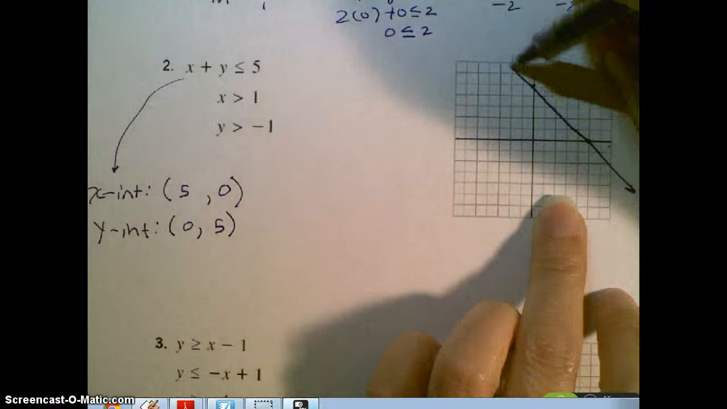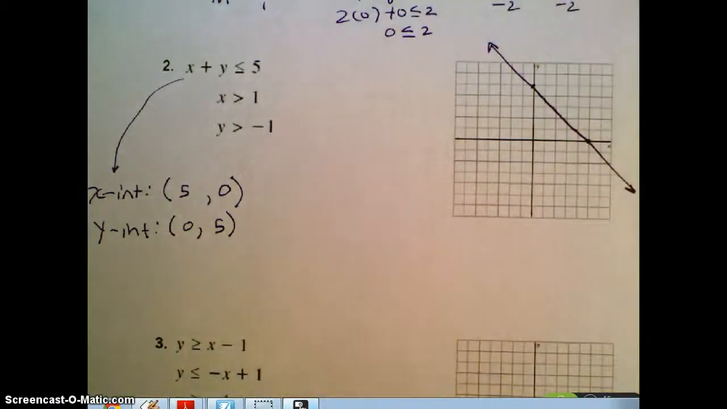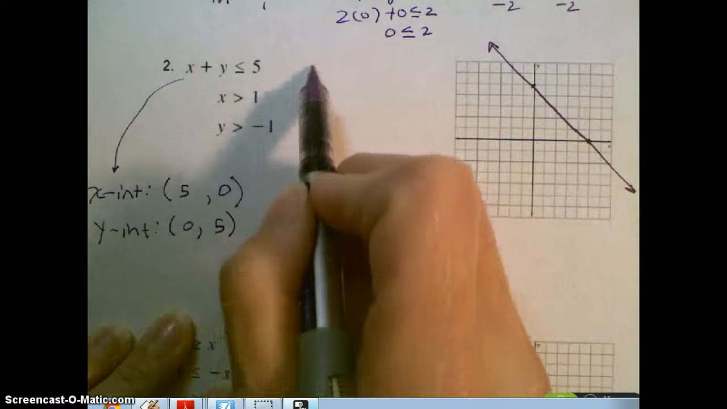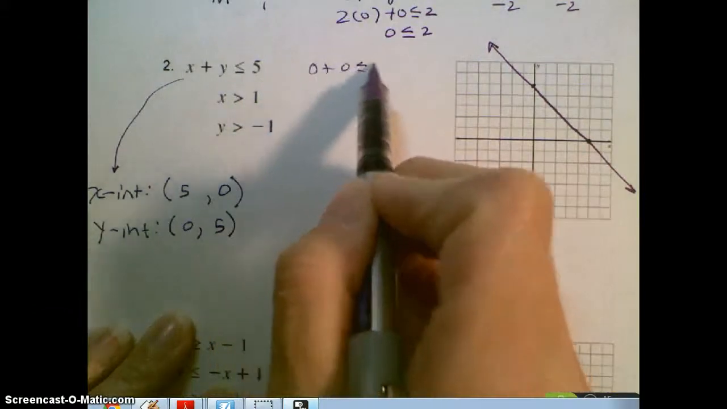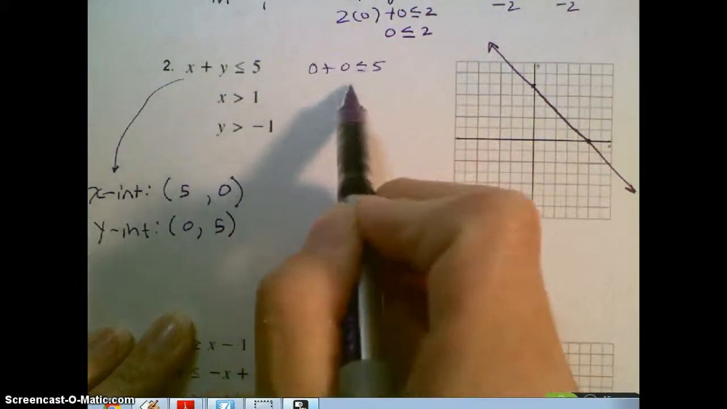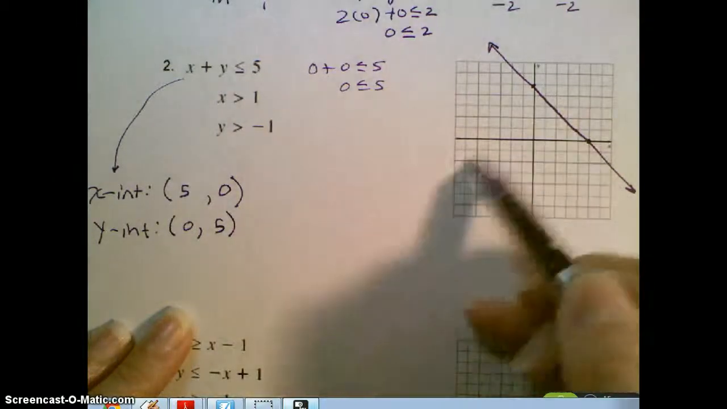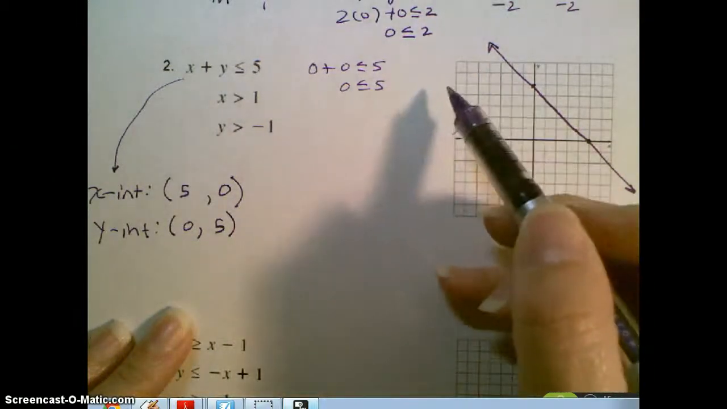Okay, not too bad. Okay, I need to pick a test point. So I'm going to put in (0, 0), since this does not go through the origin. 0 plus 0, is that less than or equal to 5? Well, yeah, 0 is less than 5. So I would have to remember that everything here is shaded where (0, 0) is.